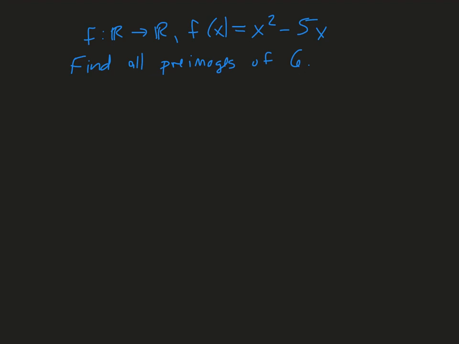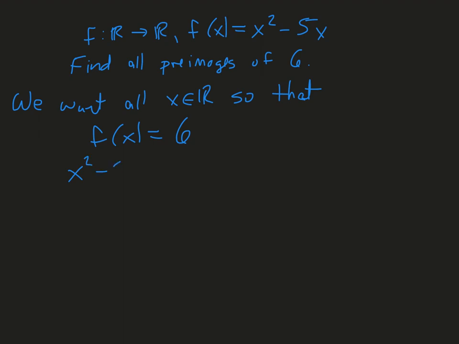All right, so we have a function defined from R to R, defined by f of x is x squared minus 5x. Find all the preimages of 6. So what is it we're looking for? We want all x, a real number, so that f of x is equal to 6. That's what we're looking for. All the real numbers x such that f of x equals 6. So by the definition of the function, we're looking for everything like that.